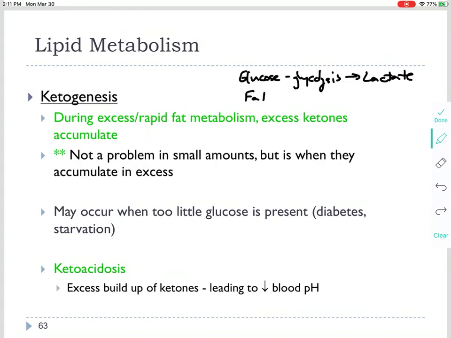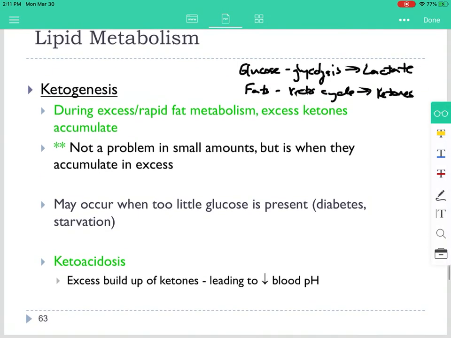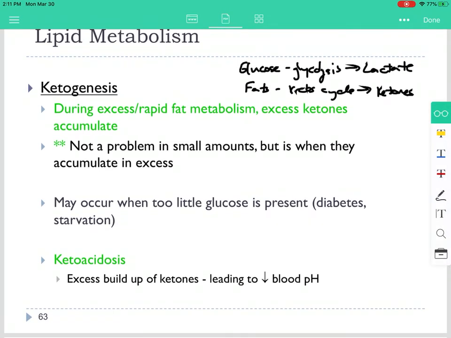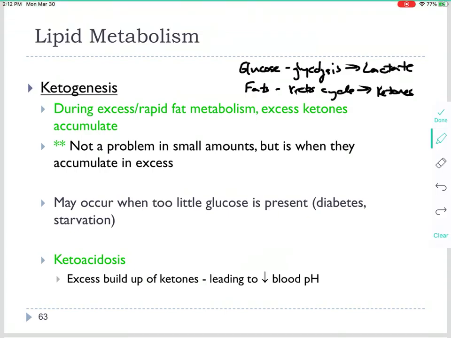And if we build up too much lactate, it can be acidic. Well, a similar thing can be true of fats. So when we metabolize fats for energy, and of course we're doing this in the Krebs cycle, one of our byproducts are ketones. And just like the lactate, ketones themselves are not bad. It's normal to produce ketones as a byproduct of fat metabolism.